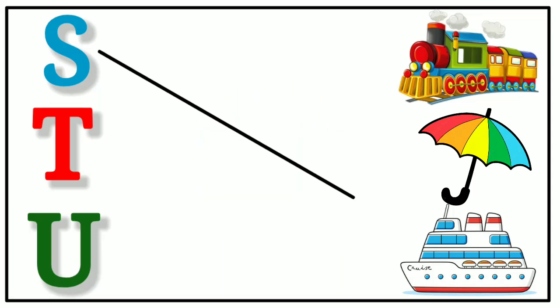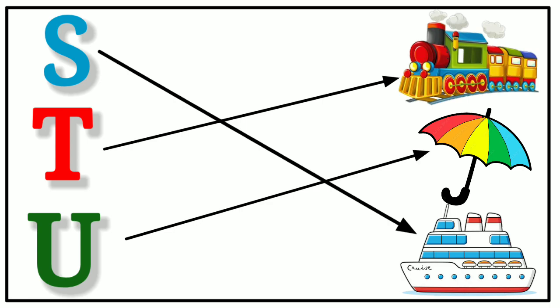S for sheep. T for train. U for umbrella.